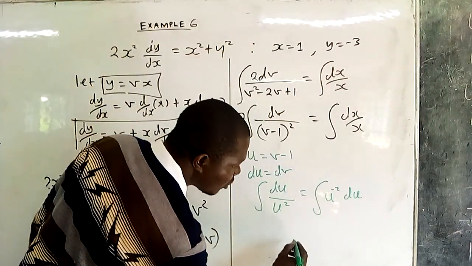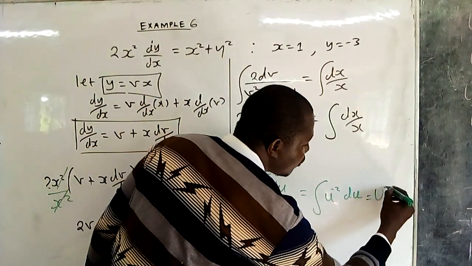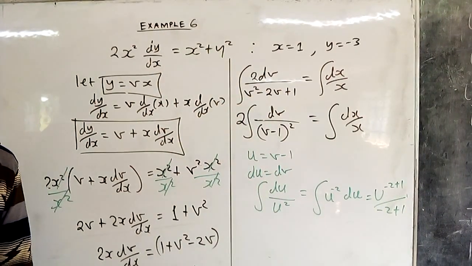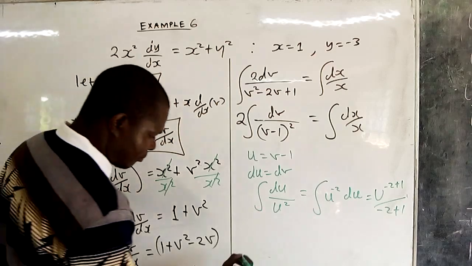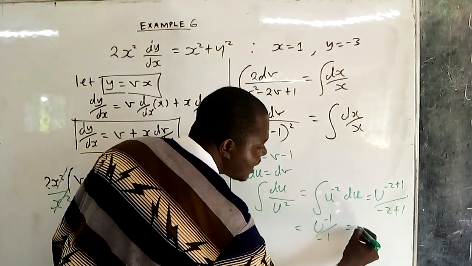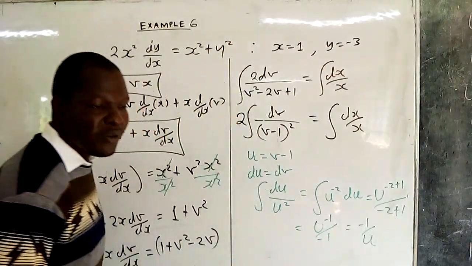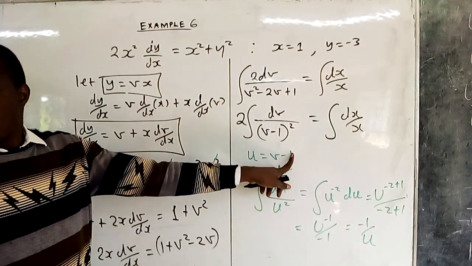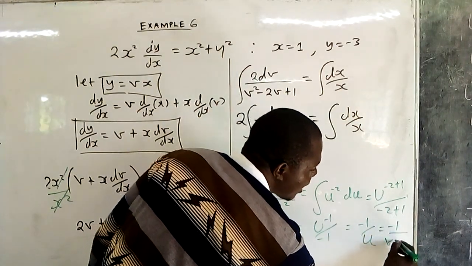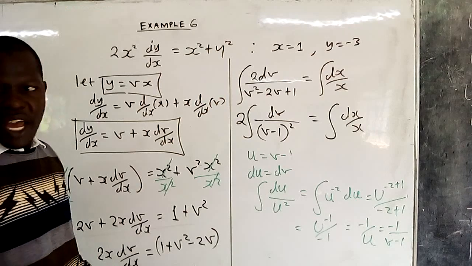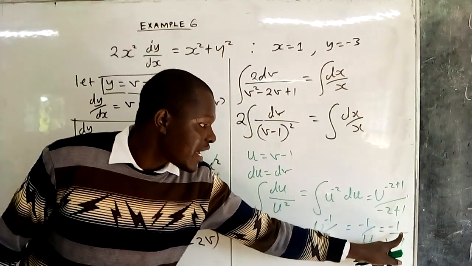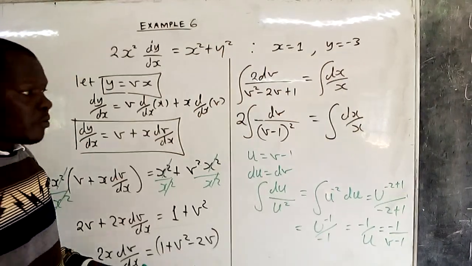So if you integrate this, what do you have? You have u raised to negative 2 plus 1 over negative 2 plus 1. You've integrated that, isn't it? So what do you get? You get u raised to negative 1 over negative 1, meaning it is negative 1 over u. But what is u? v minus 1, meaning in the end you end up with negative 1 over v minus 1. Are we together? Meaning if you integrate this, you are supposed to get negative 1 over v minus 1.